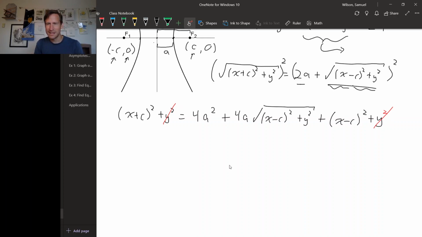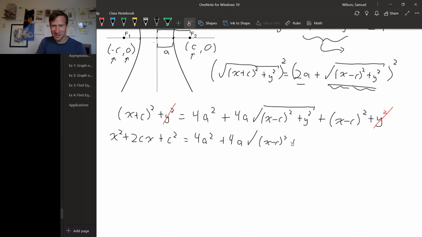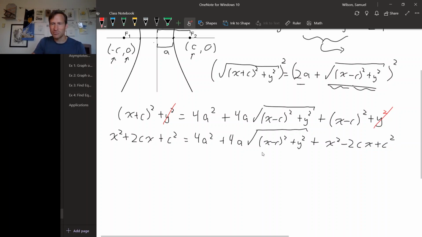All right, and it looks like if we multiply out this (x + c)² and (x − c)², some more stuff will cancel, so let's do that. So x² + 2cx + c² equals 4a² + 4a times the square root of (x − c)² + y², plus, okay, now we're multiplying out this squaring, x² − 2cx + c².